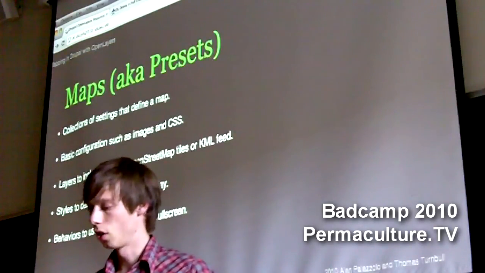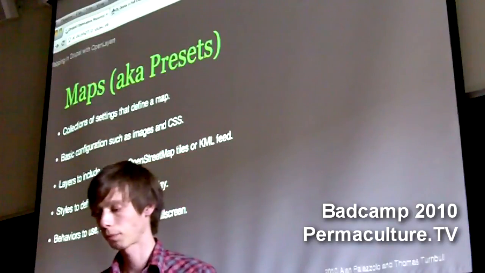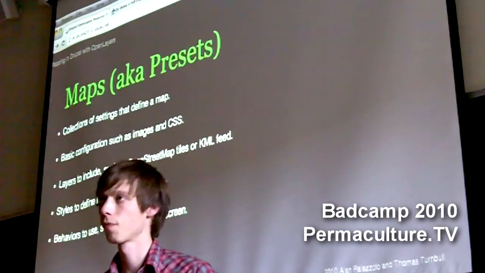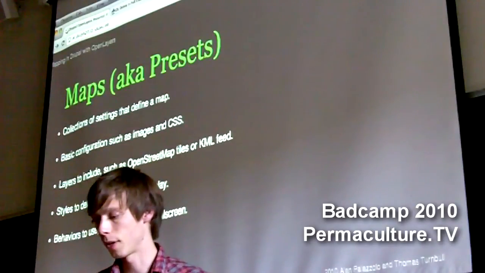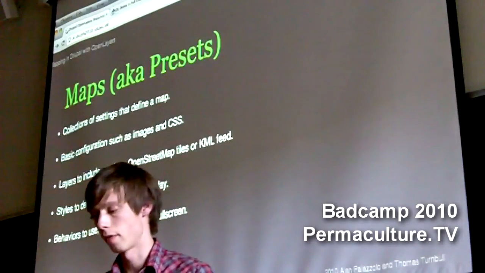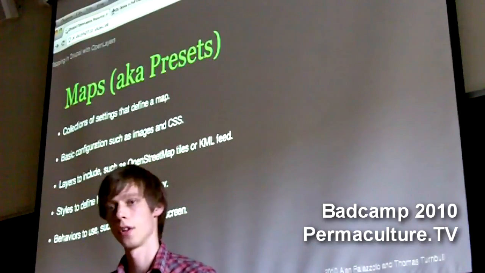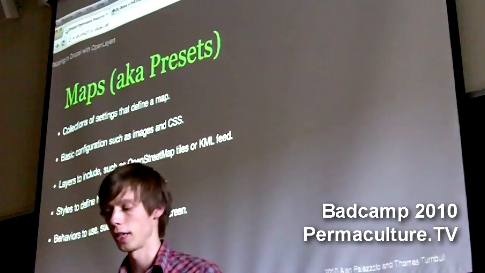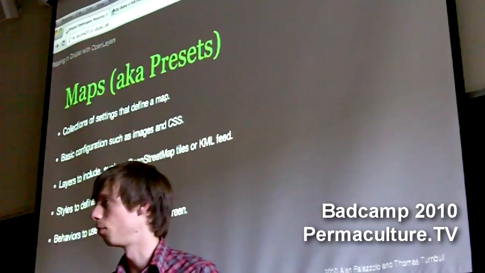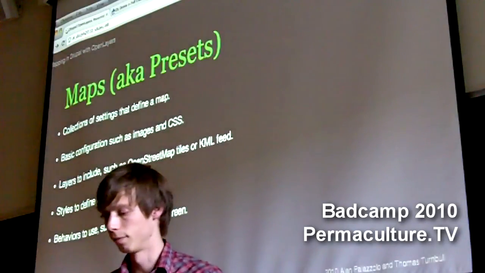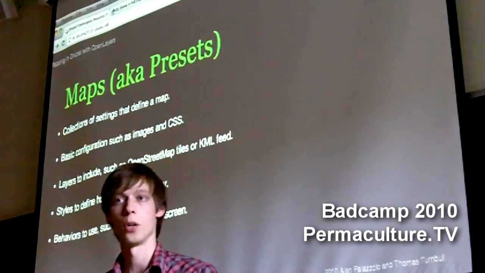So to get into how it actually works in Drupal, there are a few concepts to get your head around. To make a map, basically you've got to have a preset. And a preset, as it says here, is a collection of settings that define a map. So it's the images that are used on the map, like the zoom buttons. It's which layers you want to be in that map.